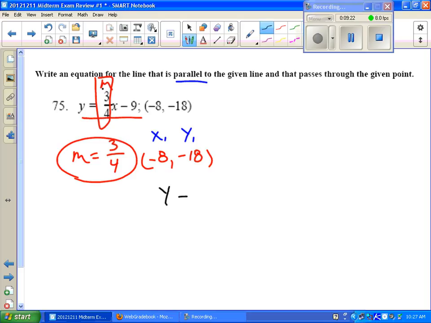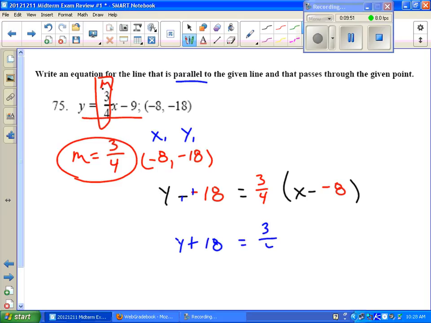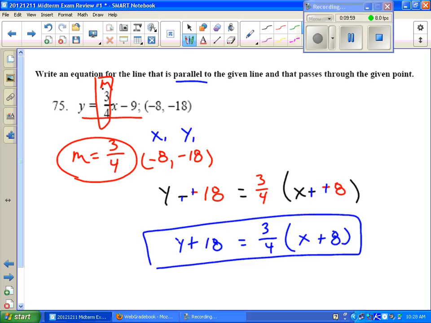Y minus, equals, x minus, and we're going to plug the rest in. Y minus y sub 1 is y minus negative 18, equals m's value, 3/4, times x minus x sub 1, minus a negative 8. So we have to make two changes to this one, but they're the same change. Minus a negative means y plus 18 equals, we'll leave 3/4 alone, x minus a negative means x plus 8. And that's it for our study guide, everybody. Y plus 18 equals 3/4 times x plus 8.